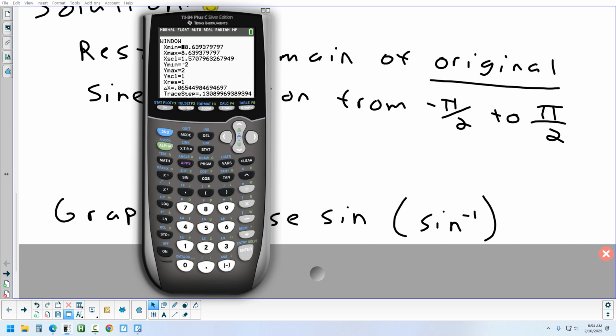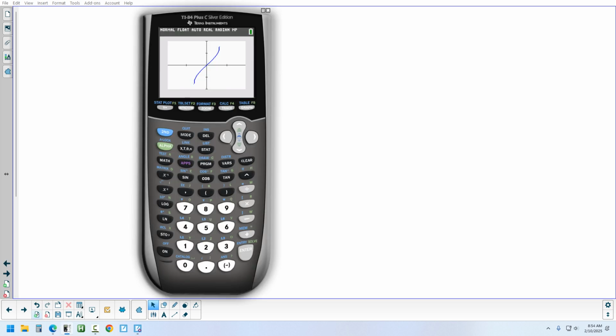Okay, right now we've got -8 to 8. Let's see if we can zoom in a little bit. Let's try like -3 to 3. Okay, so definitely that's still in the window. So that's a pretty good window to see the graph. All right, so let's look at that graph.